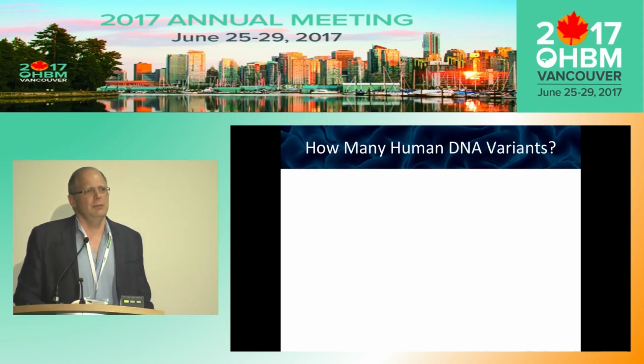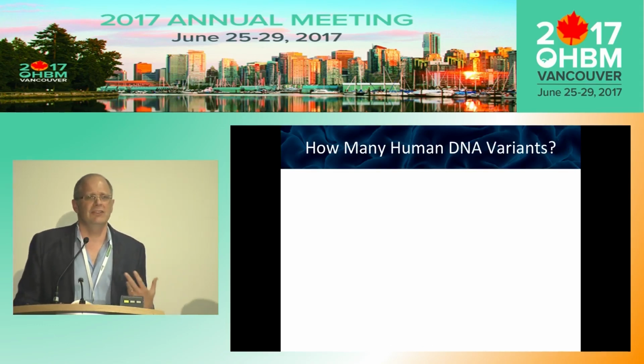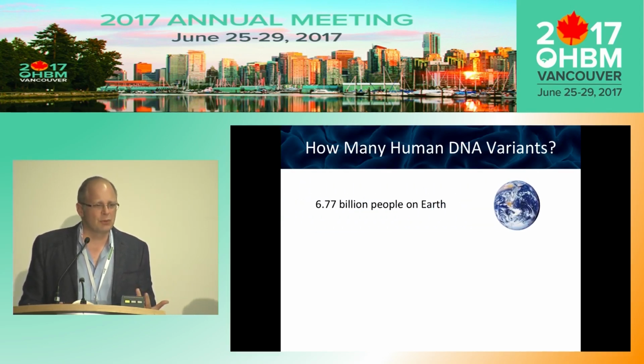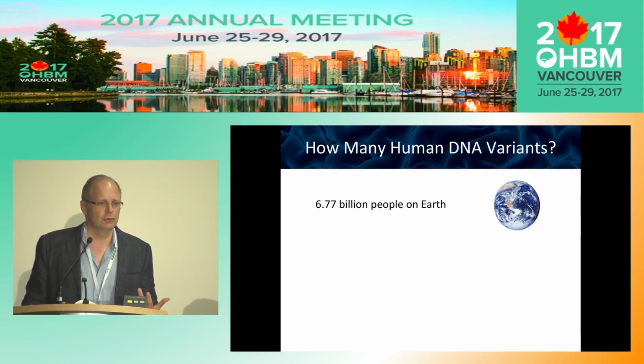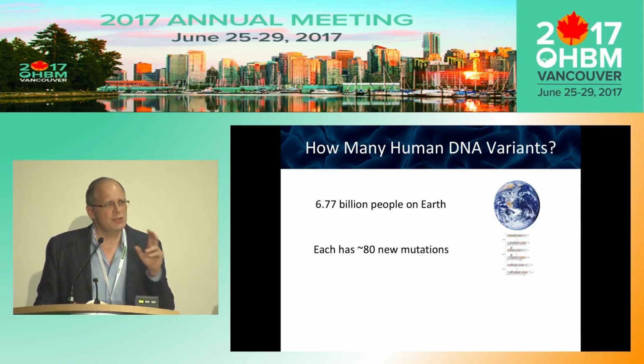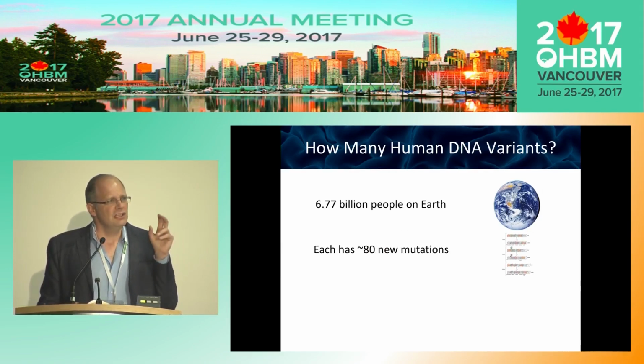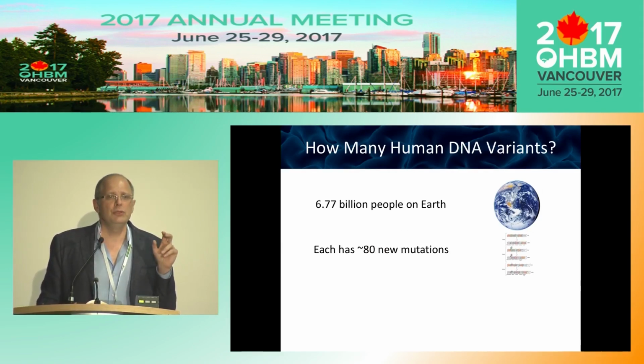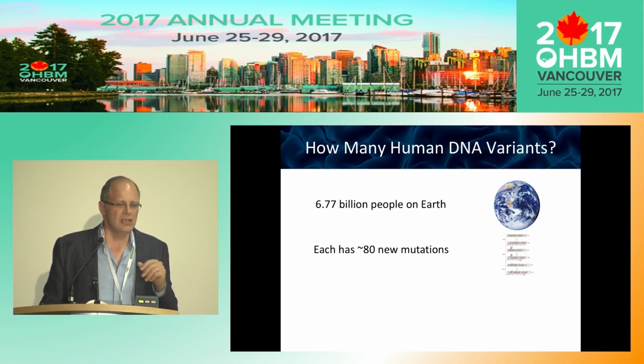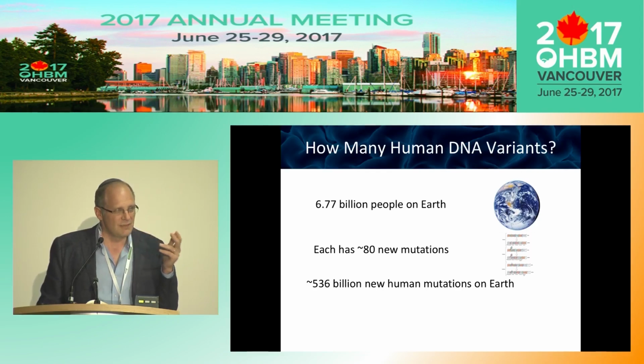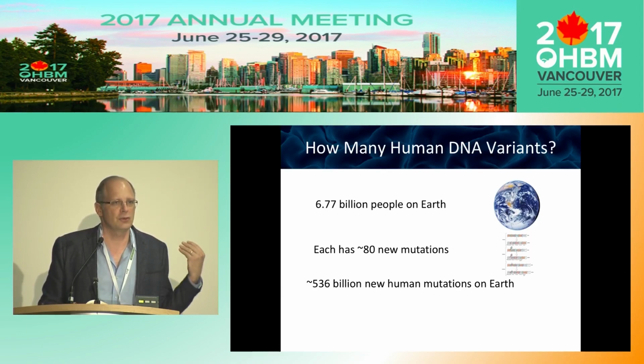If we want to think about rare variation, I like to start with a kind of silly thought experiment. There are about 6.77 billion people on Earth, at least according to Google. And most estimates from whole genome sequence suggest that any individual has about 80 new mutations that haven't been seen before. So each of us has mutations that are just from us. If that's the case, a little bit of multiplication will tell you that you have about 536 billion new mutations on Earth right now that didn't exist in the last generation.